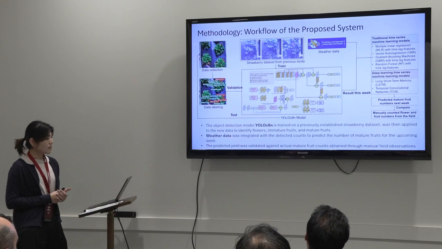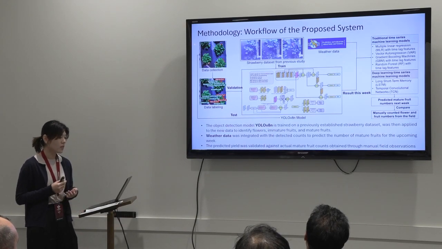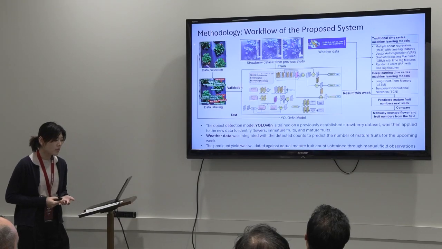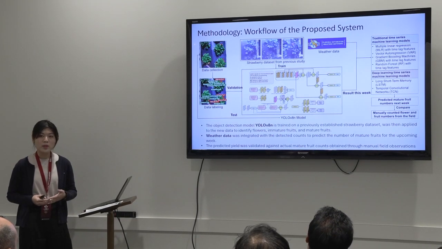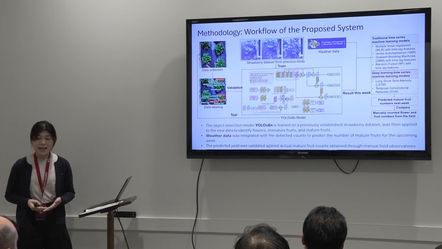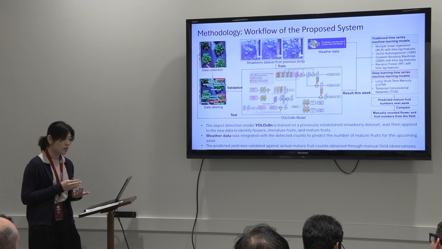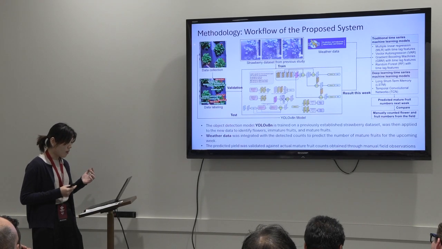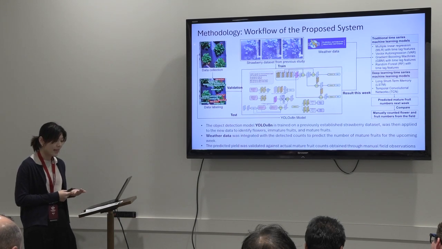Okay, so this is the workflow of our proposed system. First, we collect the data, and then we label them. For the model, we use the YOLOv8n model, which is very lightweight but still an accurate and efficient model. Here we train the models with our strawberry dataset from our previous study, and we use this year's data as a test dataset.